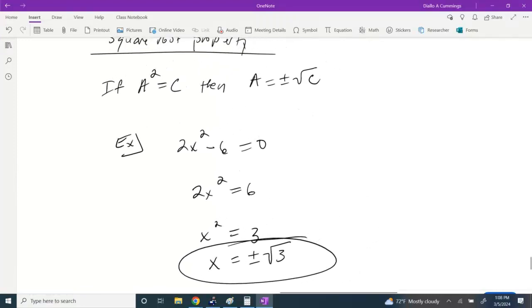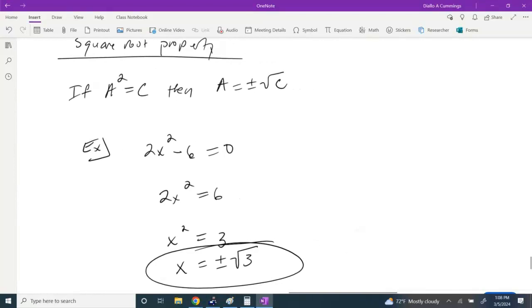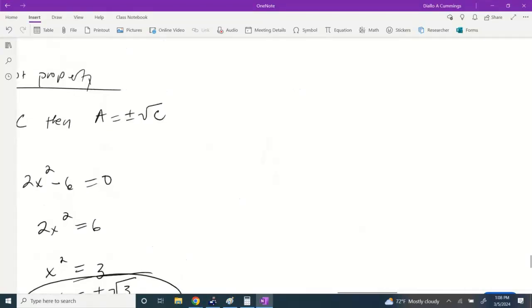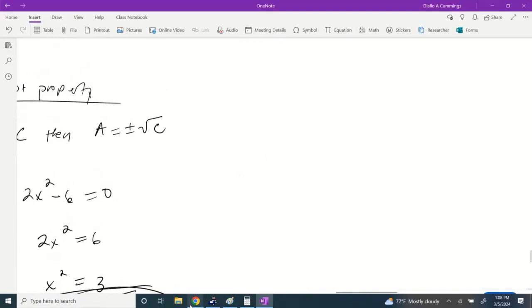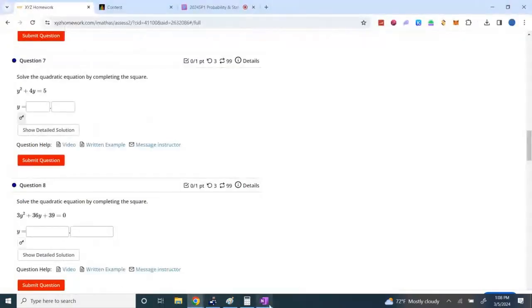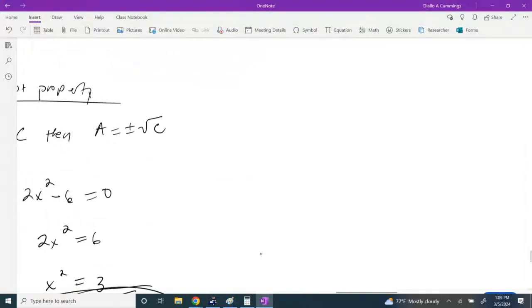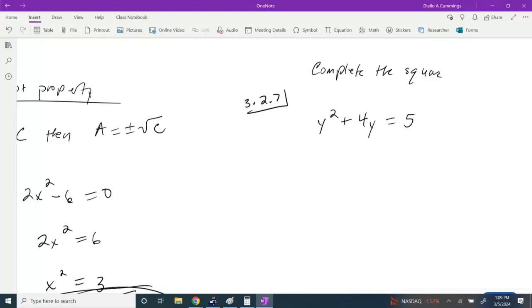So now you actually have to use that when you use that complete the square method. So let's see, our problem was, this was number 7, 3.2, number 7. And we want to complete the square. y squared plus 4y is equal to 5.